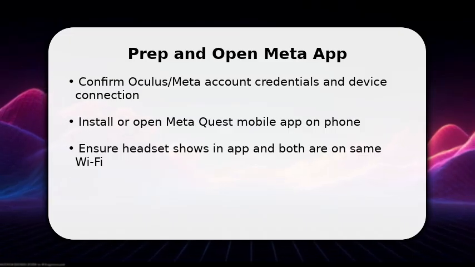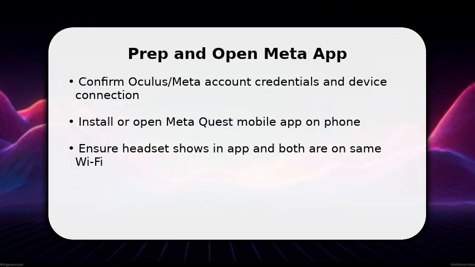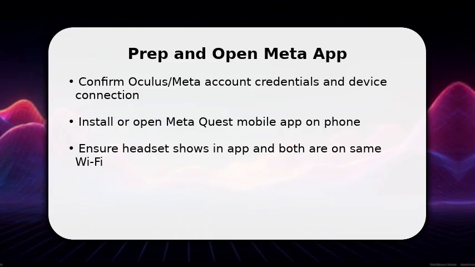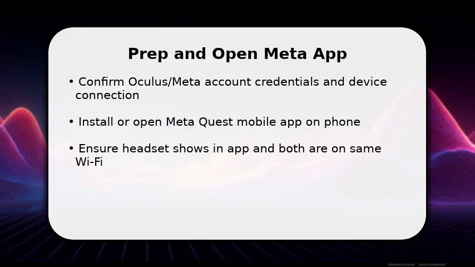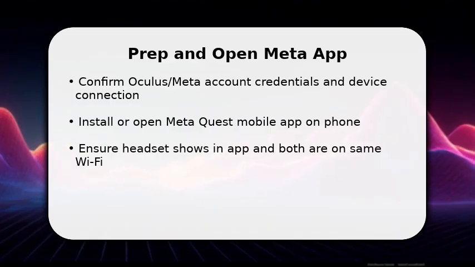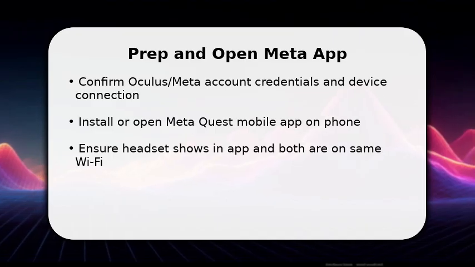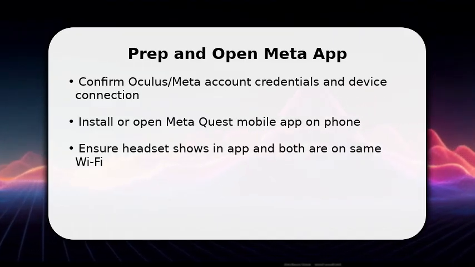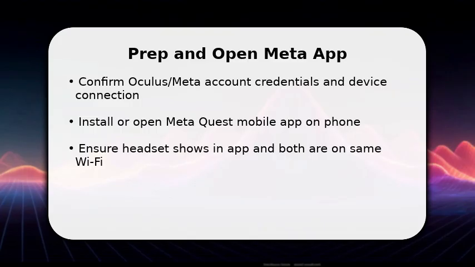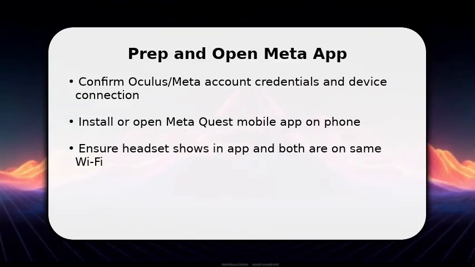You start by preparing the account and app so settings are editable. Sign into the Meta Quest mobile app with the account that controls parental locks. This must be the parent or guardian account. Once done, make sure the headset appears under Devices and both phone and headset are on the same Wi-Fi network. This ensures the app can query headset settings. If the headset is offline, you cannot change parental controls, so reconnect it before proceeding to settings.